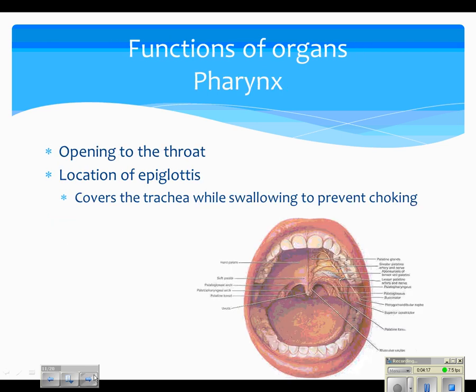The pharynx is the opening to the throat, and it's the location of the epiglottis. This is the little punching bag looking structure in the back of your throat. Its function is to cover the trachea while you're swallowing so that you don't choke. So as we swallow, the epiglottis covers the trachea. As we're breathing, the epiglottis will cover the esophagus.